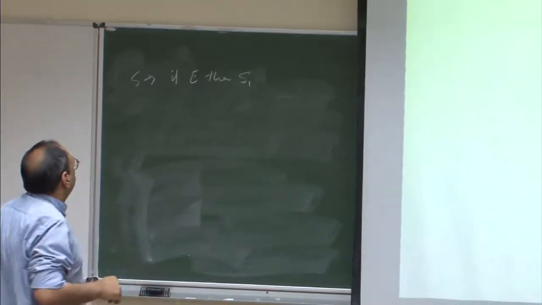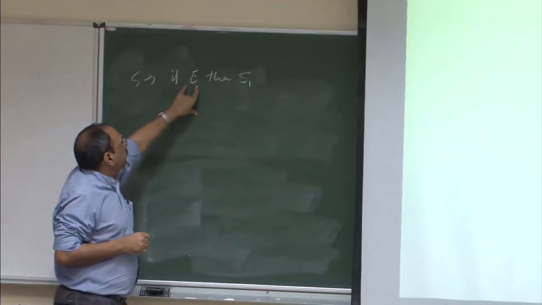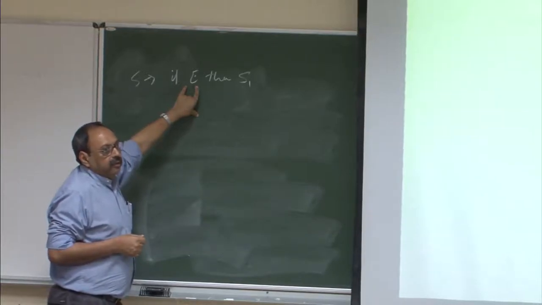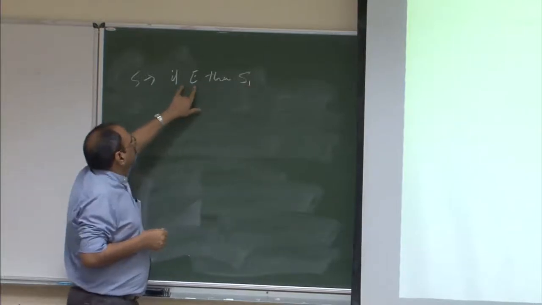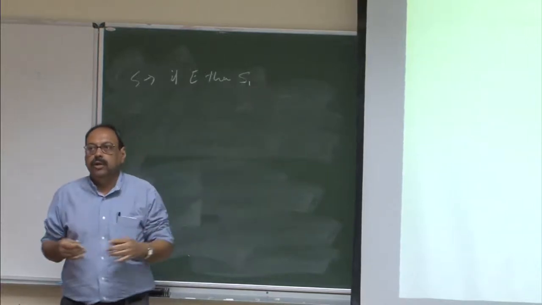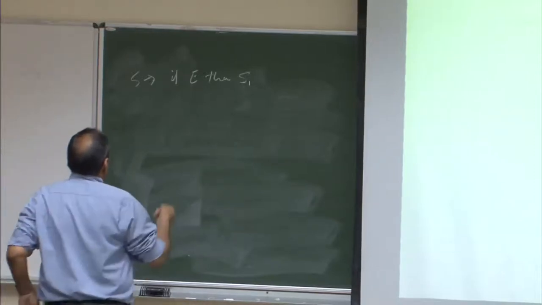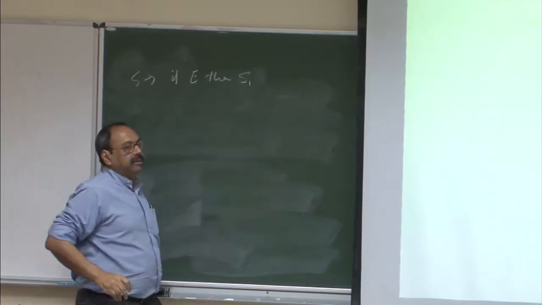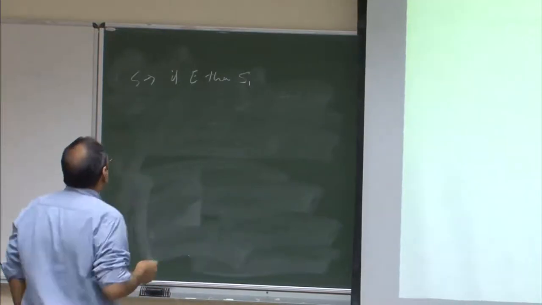Okay? So how will code for this look? Semantically, what does it mean? It means that first I'll generate code for E, then I'll check whether this is true or false. If this is true, then I'll go and execute this code. And if this is false, then I jump to some label which is the beginning of the next statement. Right? So now, I need not worry about how code can be systematically generated. If you know the semantics of this particular statement, then you can very easily do that.